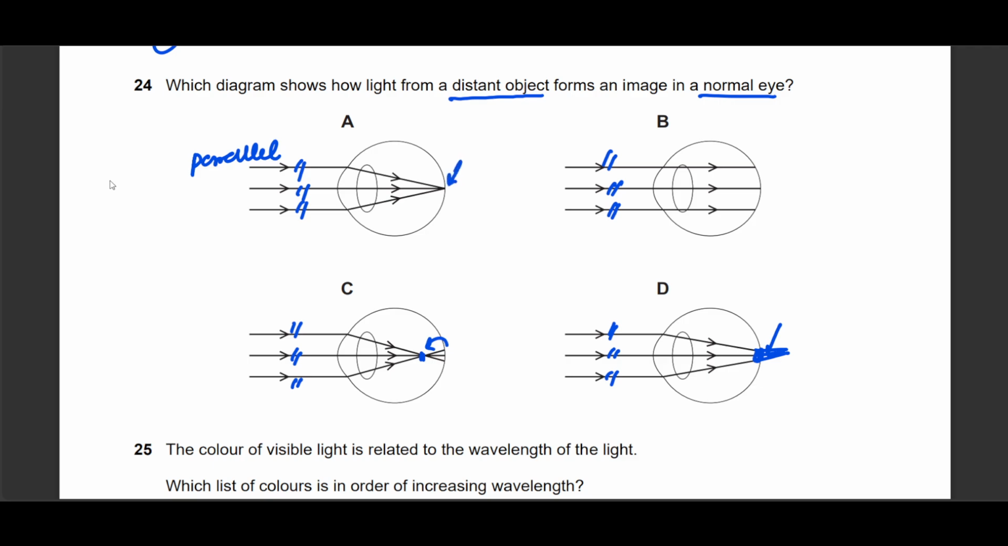So this one, where it focuses on a single point, seems to be the right answer. They're focusing on a single point for a normal eye. This other one is inherently wrong. It's not possible that the light rays pass straight through.